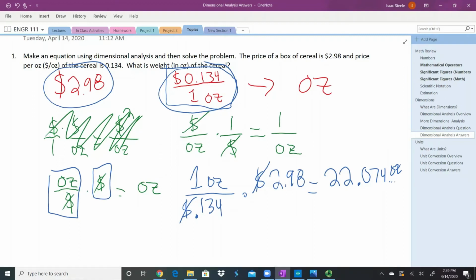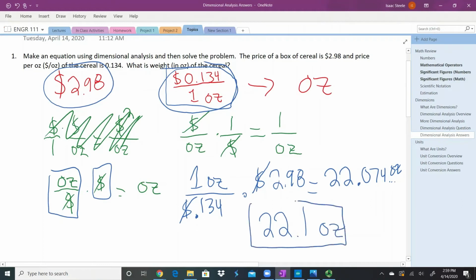1, 2, 3. And since this fourth number here is 5 or bigger, I'm going to round up and say 22.1 ounces. I always like to box my answers, make sure that I show exactly what I have, because there's a lot of work here. I want to make sure that I get credit for that final piece that I got.